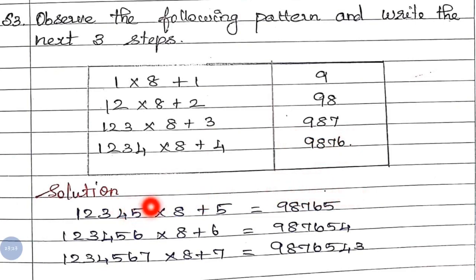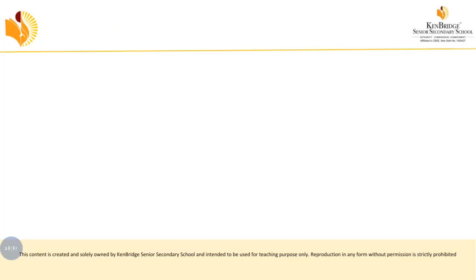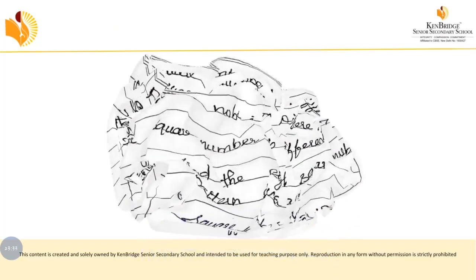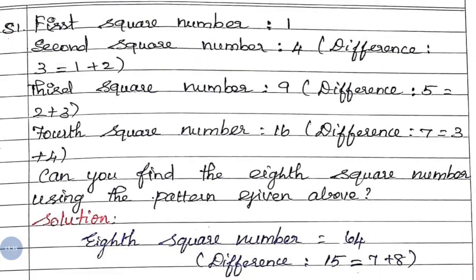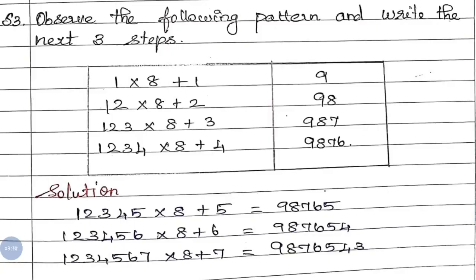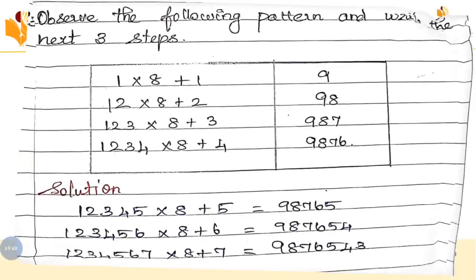Likewise, the next three steps we have written. 1, 2, 3, 4, 5, 6. Then 1, 2, 3, 4, 5, 6, 7. Likewise, we have written the next 3 steps. Okay. So in that way, you have to write the answer. So this is the answer for the given question. Now let's move on to the next one.